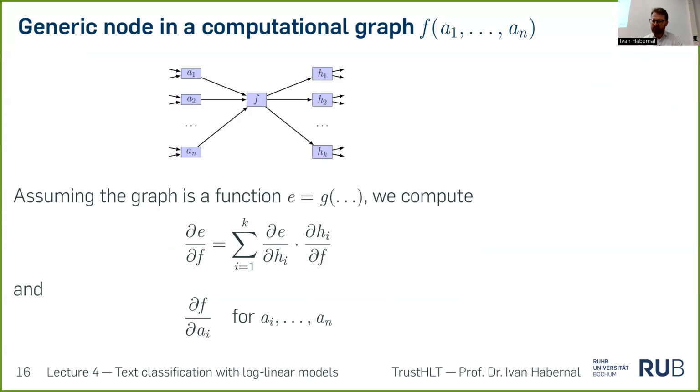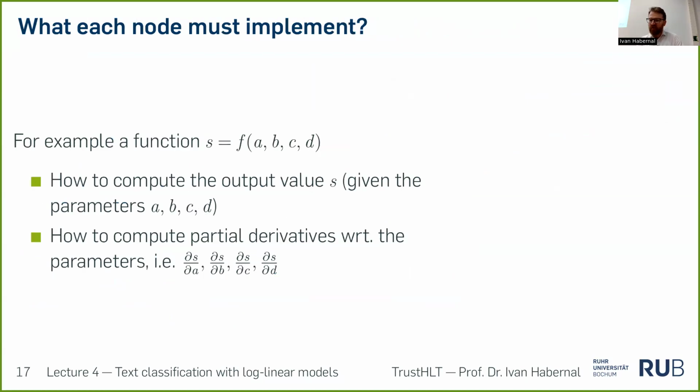And these are the two things that are crucial in there. So we are talking about the chain rule for multiple variables, basically. And each node must implement basically these two operations: each function must know how to get the output of the function, how to compute a value, and then how to compute partial derivatives with respect to the parameters. So for example, if I have this function s, I have 4 parameters a, b, c, d. So I need to understand how to compute these partial derivatives. If I can do this, I can stack it into my computational graph and do magic.